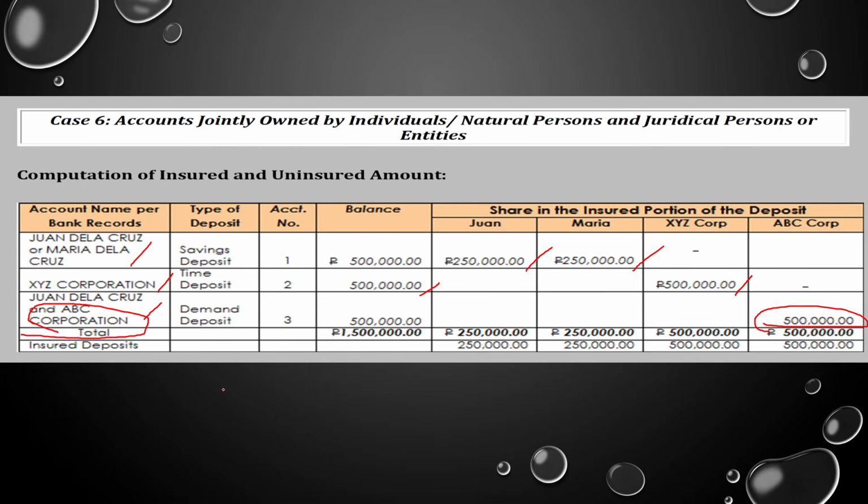Okay? So in this case, compute the insured amount. So in case of Juan de la Cruz, he has a 250,000 insured deposit. In case of Maria, she has a 250,000 insured deposit, while the juridical entities XYZ Corporation is entitled to a separate MDIC of 500,000. Okay? And ABC Corporation, since it is presumed to be owned by the juridical entity and not Juan de la Cruz, another 500,000 pesos deposit insurance. Okay, so that's it.